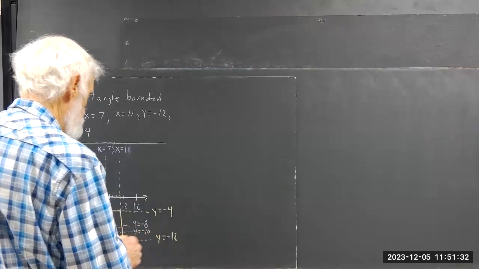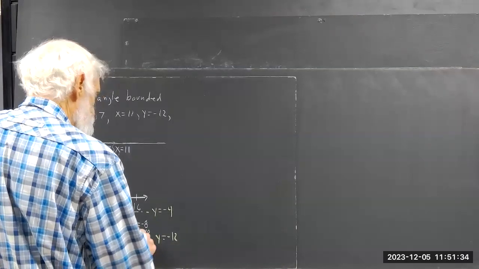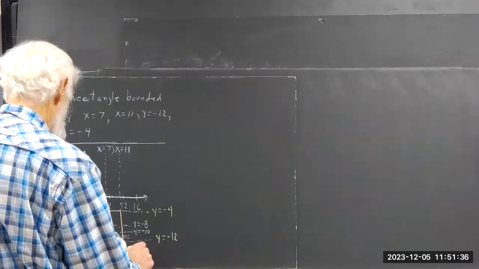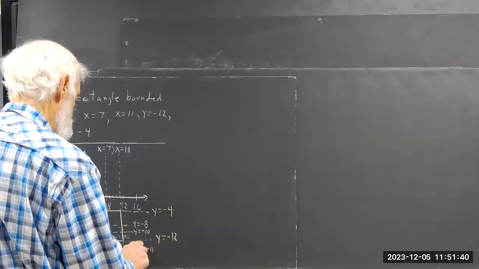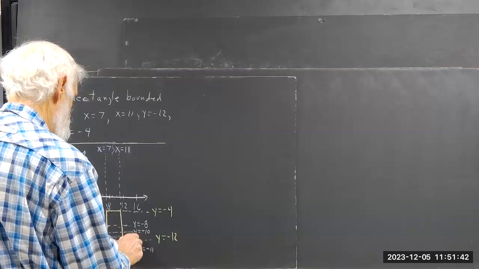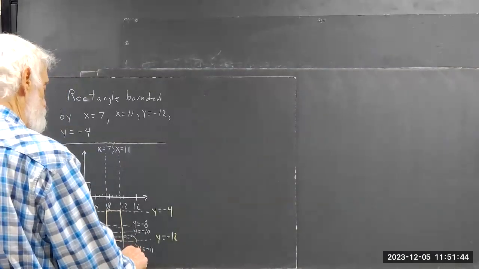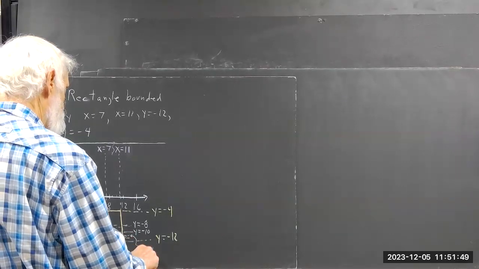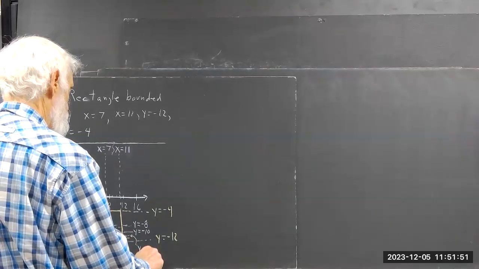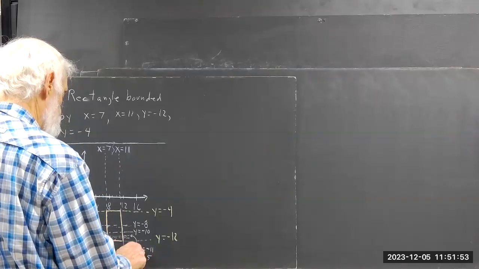Now, the other 2 lines, I don't really have room to write them here, so I got to go down a little lower. I'm going to say that this line is y equals negative 11. That would be this one. And this last line is y equals negative 11 and a half or negative 11.5.